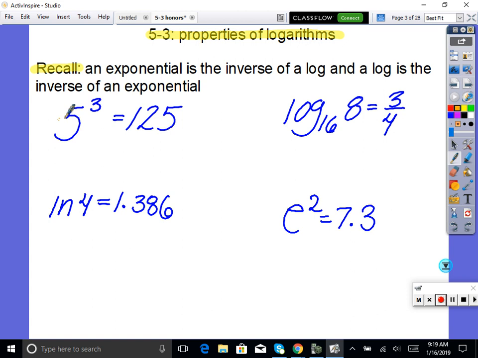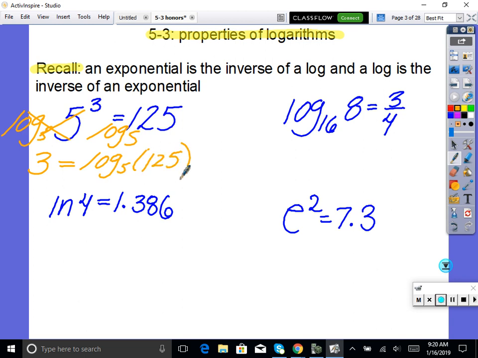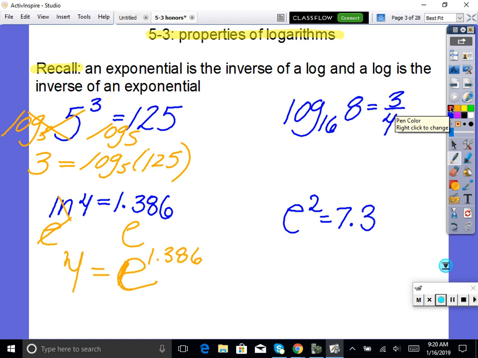Alright, continuing to remind ourselves what we learned last time. If I said take this exponential statement and write it in a logarithm statement, you would do log base 5 of both sides, wouldn't you? So now log base 5 and base 5 cancel out, so we have 3 is equal to log base 5 of 125. It's now in its logarithmic form. Alright, now write this ln in its exponential form. E both sides, e and ln undo each other. So my true statement is now 4 is equal to E raised to the 1.386. Do you agree?